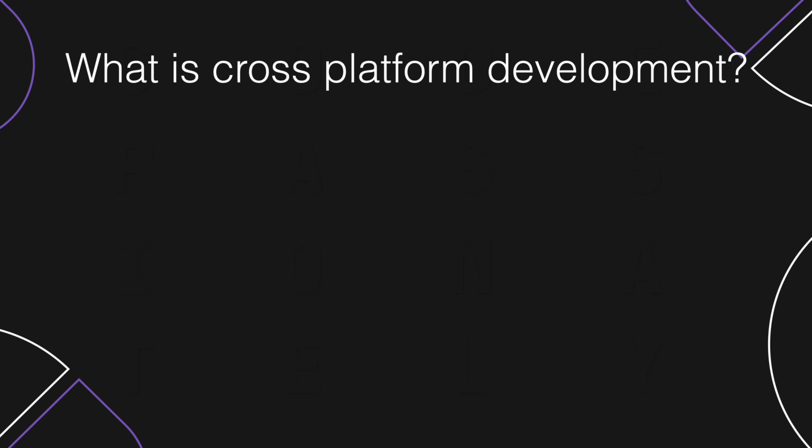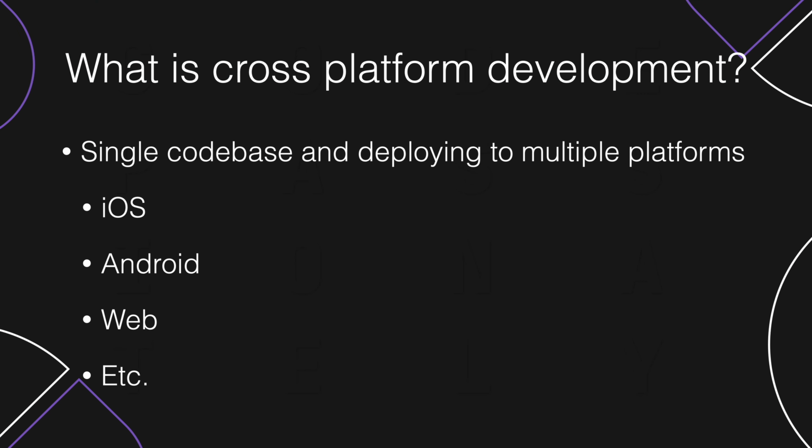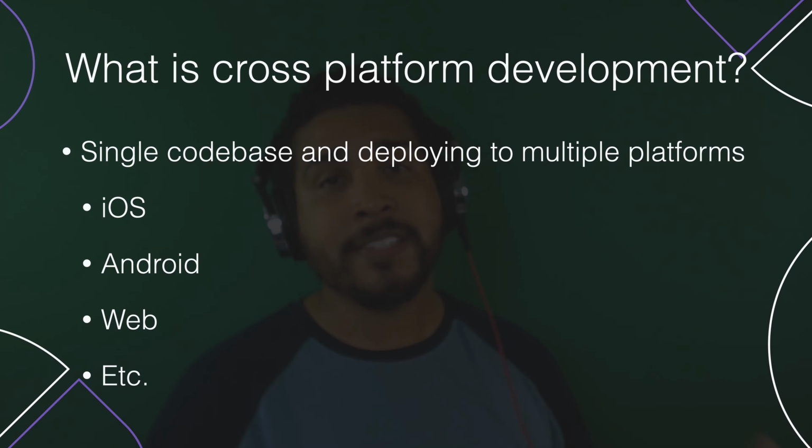Cross-platform usually refers to having a single code base where you're writing in some type of programming language and you're able to deploy to multiple platforms, platforms being iOS and Android. It could even extend to web platforms, so you could have a website or desktop, or maybe even embedded like Raspberry Pi. Essentially, that's cross-platform development: the idea of writing a single code base and deploying it to all those different platforms.